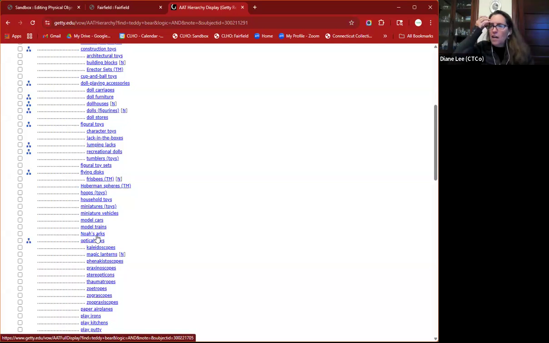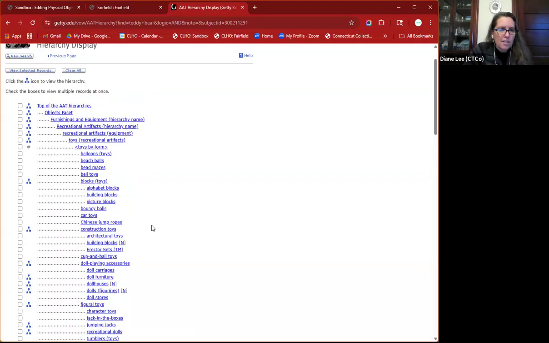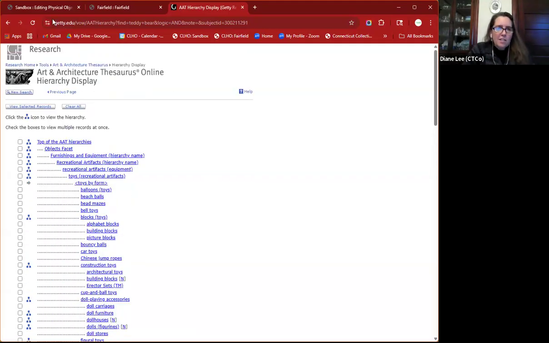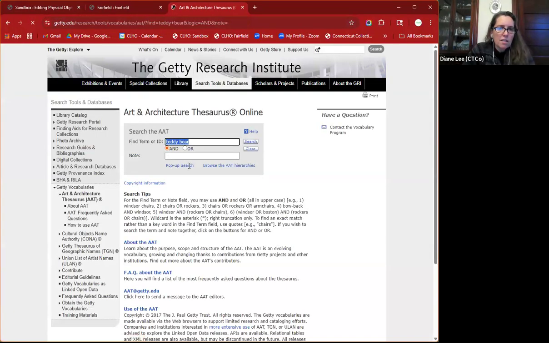Noah's Arks. Oh, I didn't know that one existed, because I do have a Noah's Ark toy in my collection at Fairfield, so I'm going to have to go back and check that now. A lot of optical toys. Probably a lot of us have magic lanterns and kaleidoscopes and stuff like that as well. So it's kind of cool to see all the terminology in there. So back to the original. Let me go back to find teddy bears again because I had a thing about that.